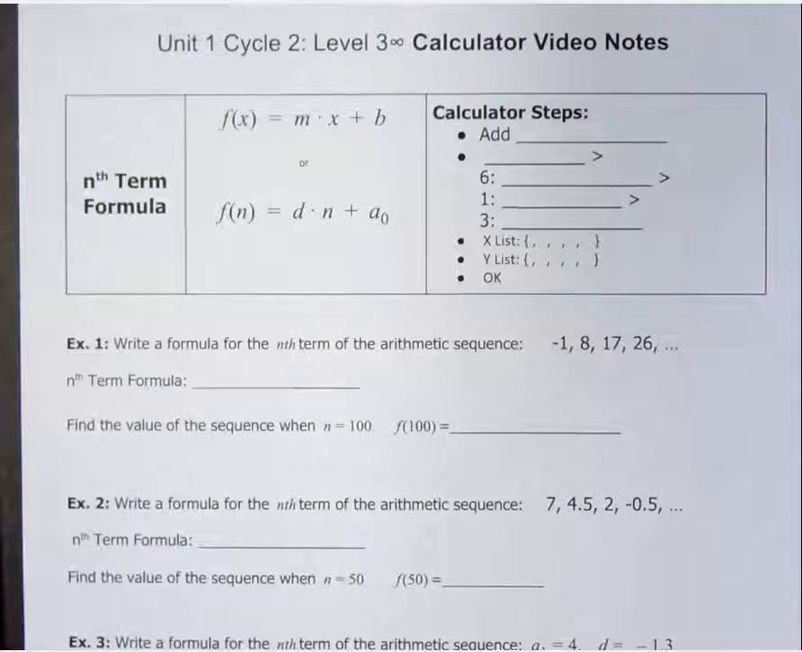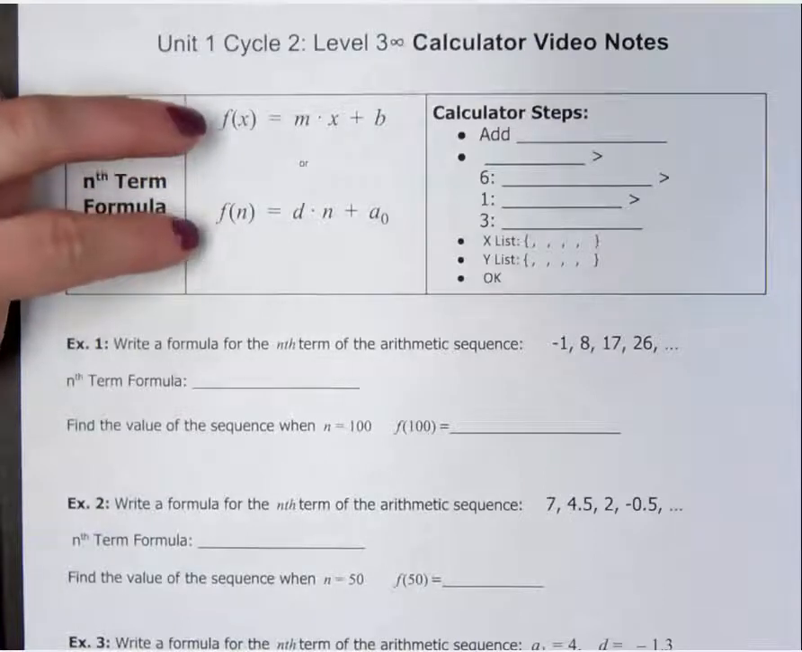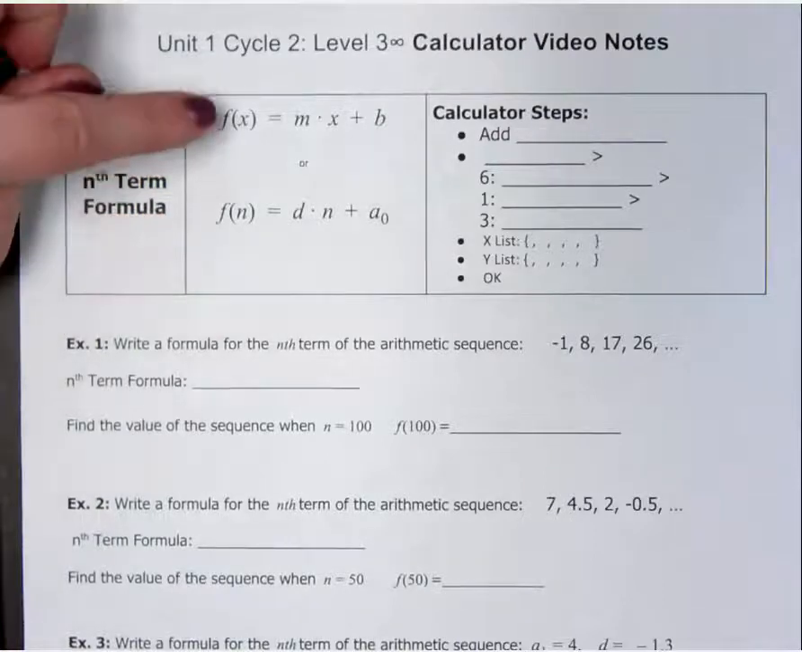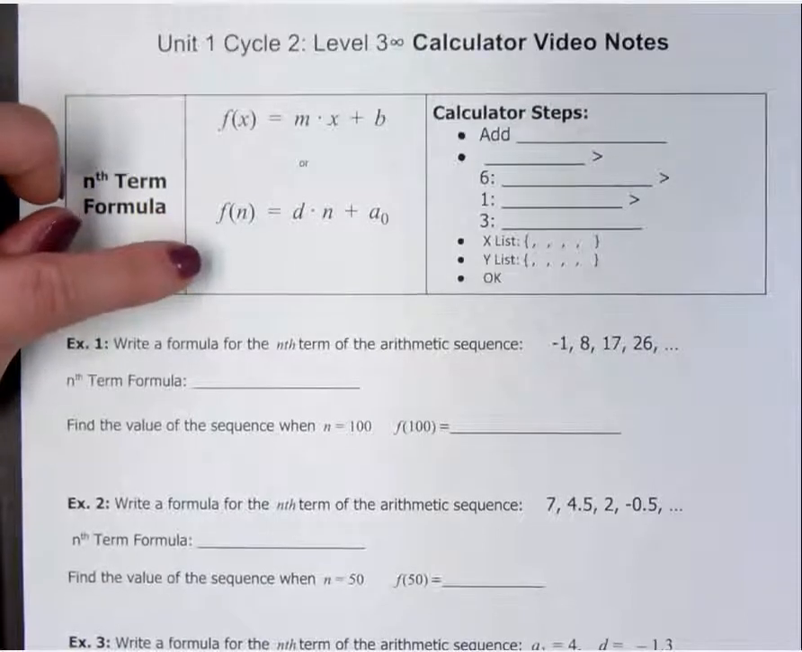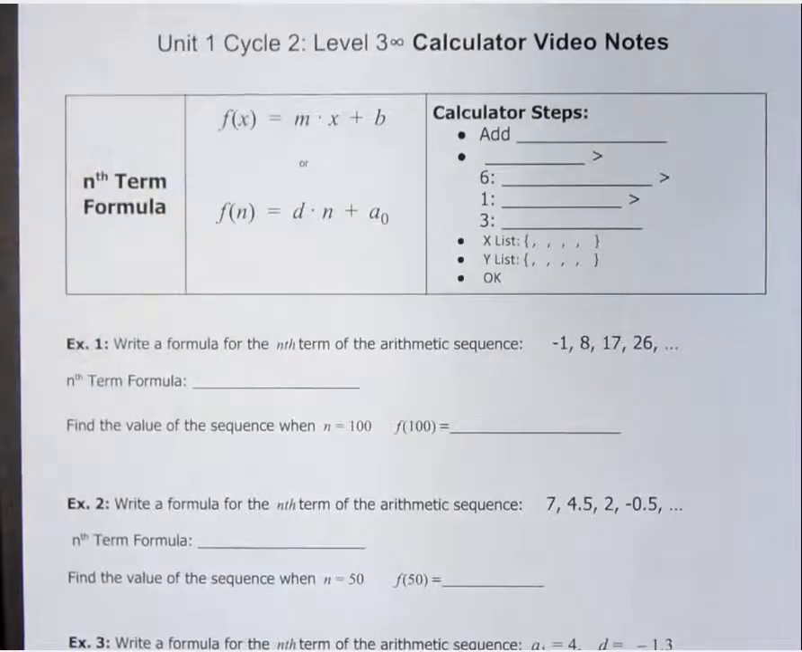Right, level 3 infinity. We are going to see how I can use my calculator to get my formula for the nth term. We have a couple different ways that we write the formula for the nth term. The one you're really familiar with is f of x equals mx plus b, or the new notation with regard to sequences, which is dn plus a sub 0.